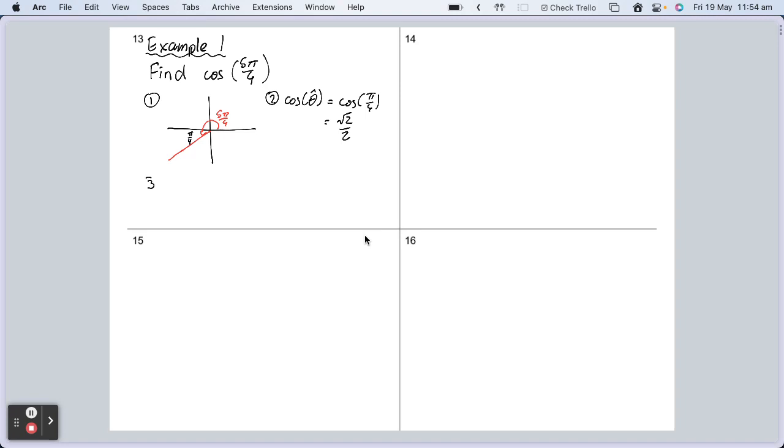Number 3, you then conclude, therefore, cosine of 5 pi on 4 is equal to negative cosine of pi on 4, which is equal to negative root 2 on 2. The textbook will have it as negative 1 on root 2. I'll explain that in just a moment briefly. I'll pause there for a moment. I'll give you a chance to write it down, then I'll take questions.